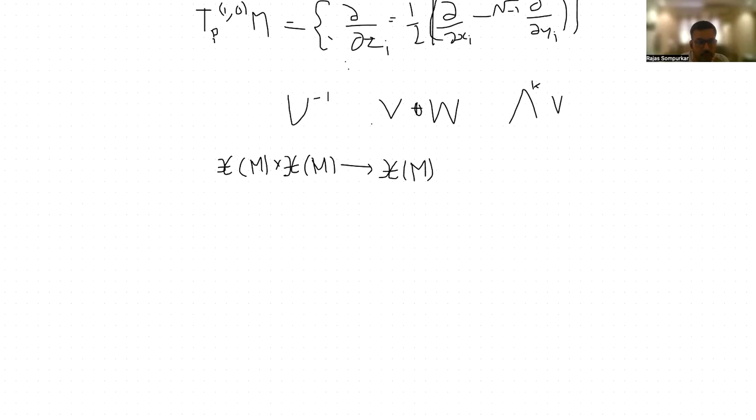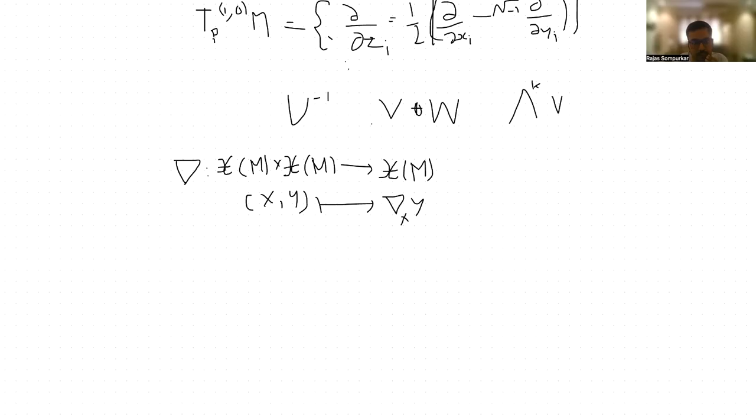So we have nabla to be a map from X(M) cross X(M) going into X(M), where each pair X, Y, with X and Y any smooth vector fields on the manifold, is sent to the covariant derivative of Y with respect to X. This nabla_X Y is called the covariant derivative of the vector field Y with respect to the vector field X. In this way, this connection enables us to differentiate vector fields. So we have this map.